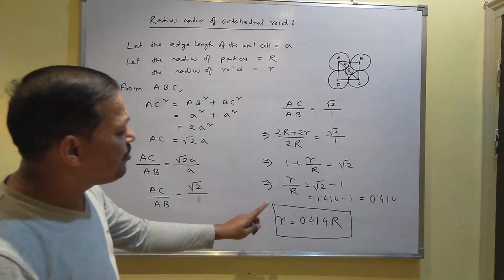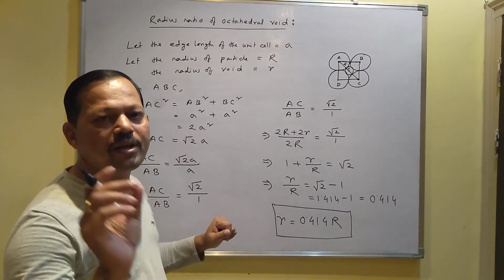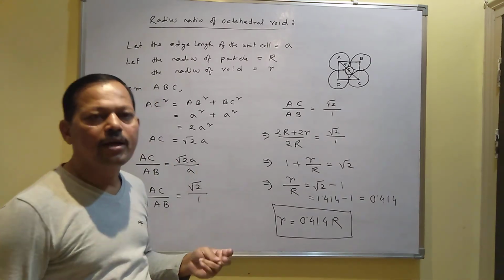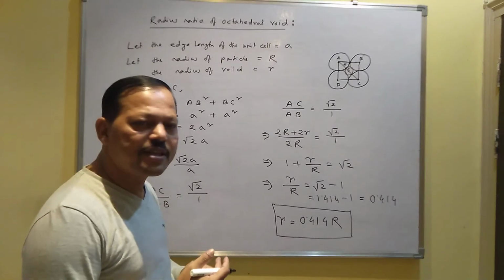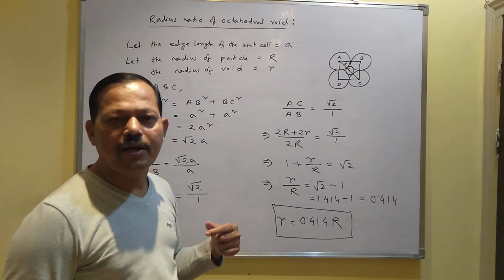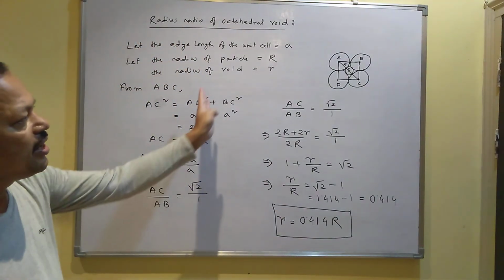And this relation is very important for exam also. In exam, directly the question asks, determine the radius ratio of octahedral void. Or the question may be asked, derive the relationship between the radius of particle and the radius of octahedral void. Then you have to find out the relation. You have to derive it in this way.